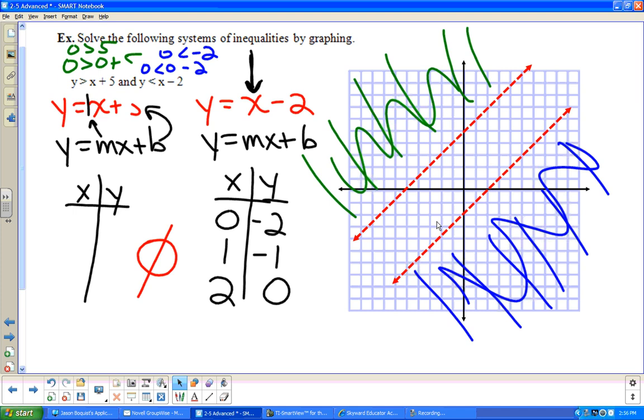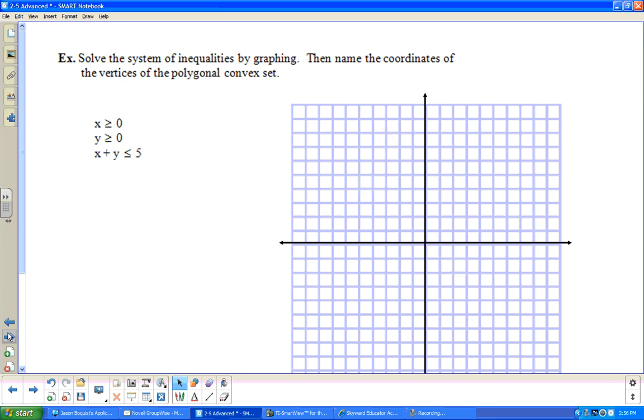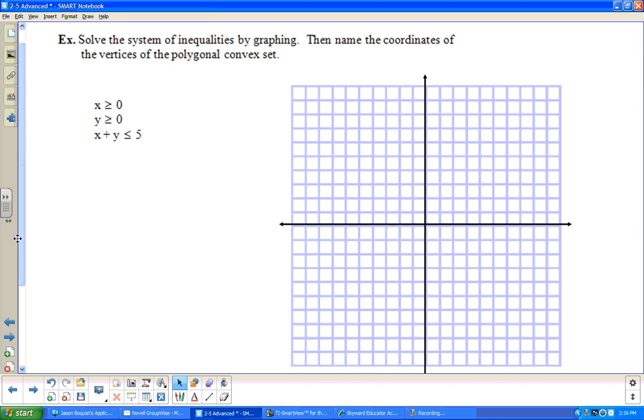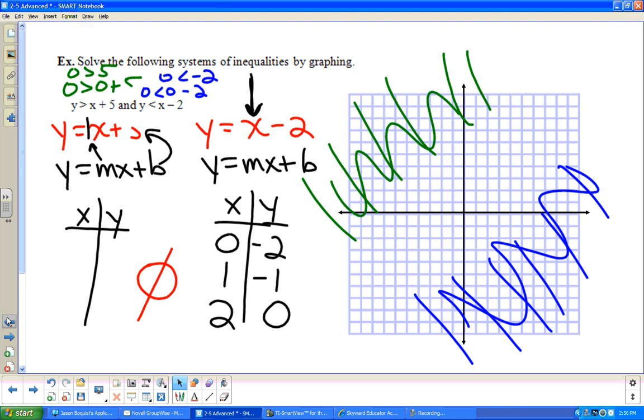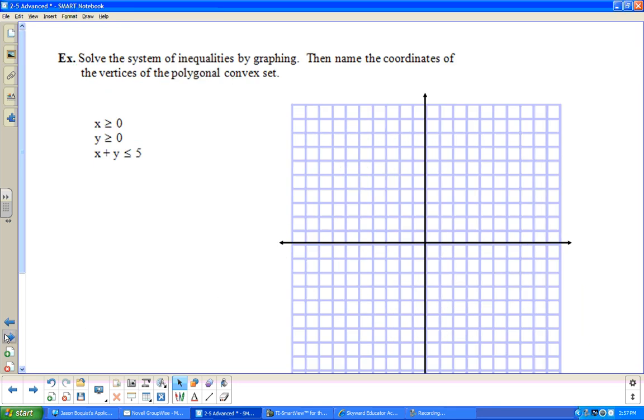Okay. On this one, we're going to first solve the system by graphing, and then it does have us doing something else. But let's just worry about the graphing part first, and then we'll come back to that other one. So what was my first step back here? What was the first thing I did? Perfect. I took each inequality and made them equals instead, so I could find out where the boundary line was, right?